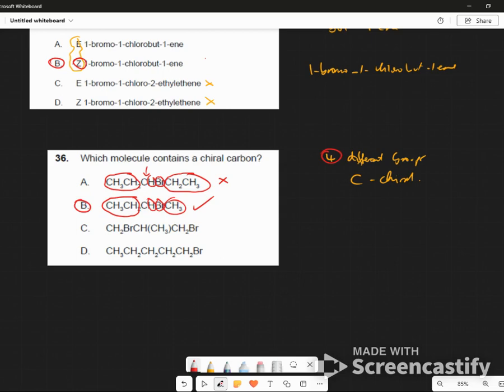Have a look at this one. This one is the closest we can get to being chiral. It has that funny group, it has a carbon, a hydrogen, a methyl. But that group and that group and that group are the same, so it can't be that one. And this one has 2 hydrogens on the same carbon, so it can't be that one either. Are we good with that?